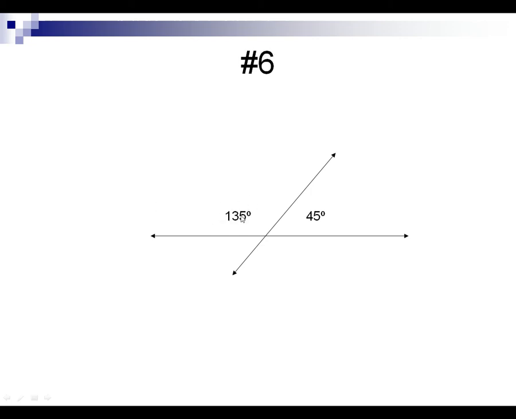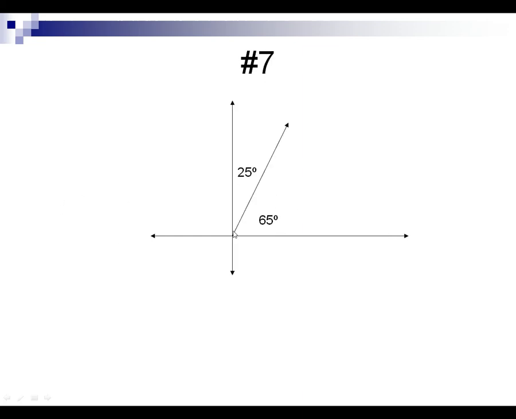All right, 135 and 45. We have two lines crossing, but they're not opposite from each other, so it's not vertical. They're next to each other. They add up to, what's 135 plus 45? You get supplementary angles. 135 plus 45 is 180, so they are supplementary.